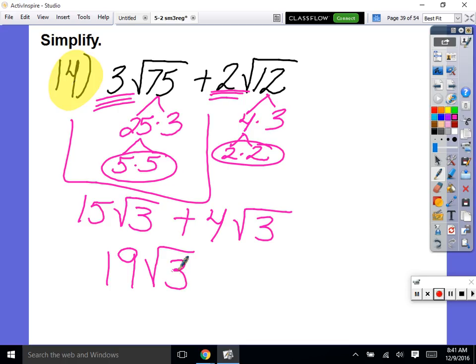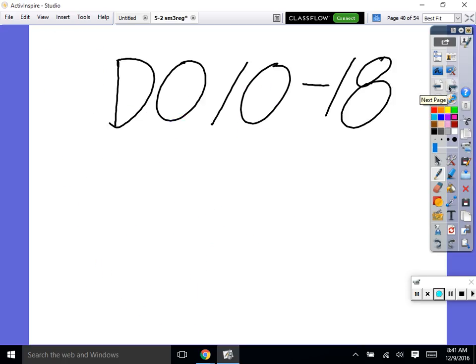So in order to be able to tell if you can add or subtract them, they do need to be simplified all the way down. Just a reminder. Okay, so do 10 through 18.